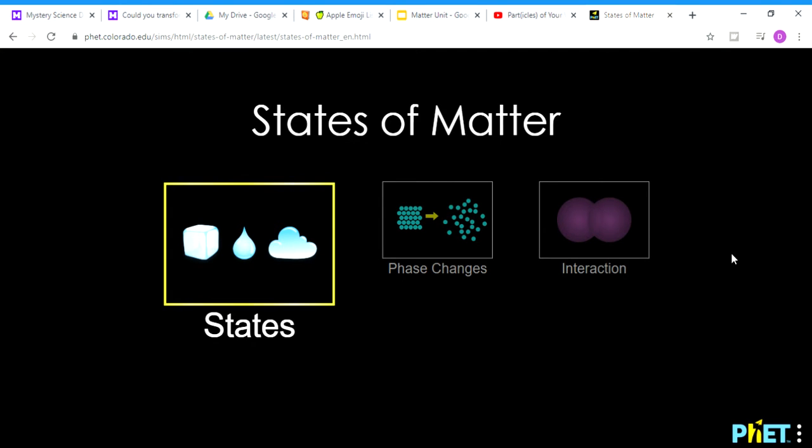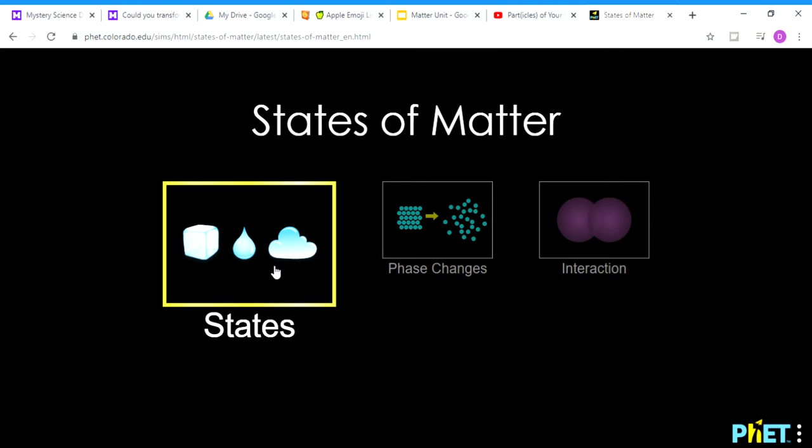Hi everyone, so we have been talking about matter and we just talked about particles. So we know particles are tiny little things we can't even see. They are the building blocks of matter. So this PhET simulation is going to give us a better idea of what this looks like.